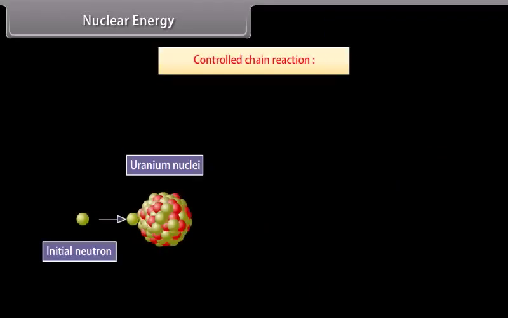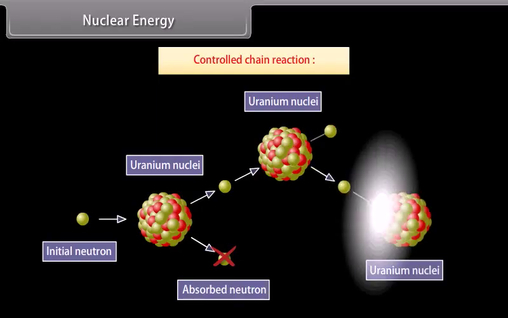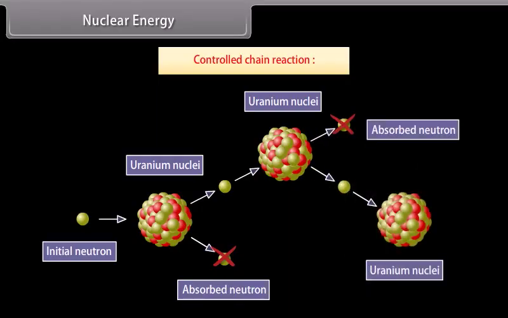Controlled chain reaction. If the chain reaction is arranged artificially, such that out of 2 or 3 neutrons produced per fission, on the average, only one neutron causes further fission, so that the rate of fissions remains constant, then the chain reaction is said to be controlled.